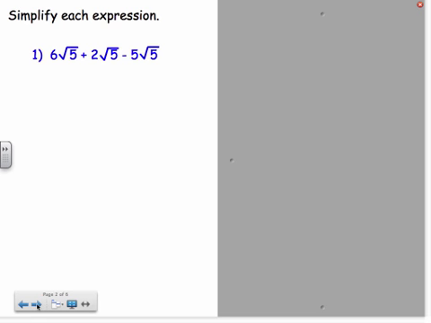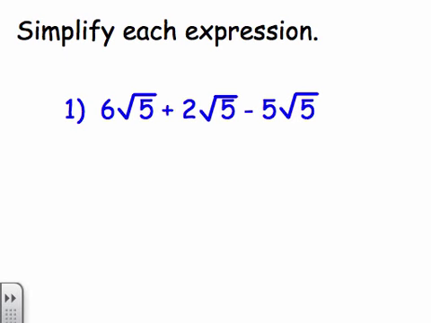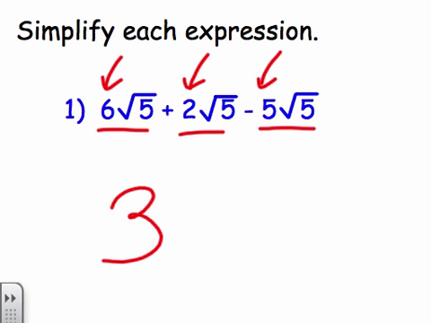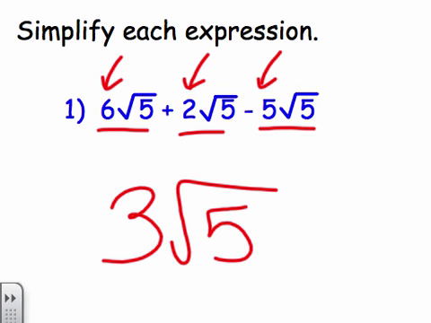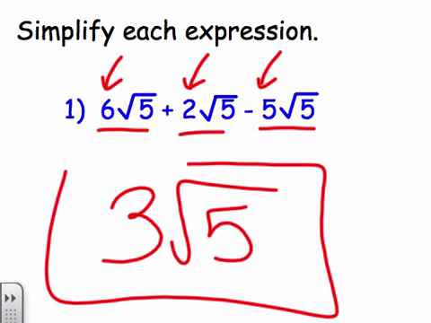Let's take a look at a few examples here. So we look at all three of these terms. They all have a square root of 5. So they're all like terms. We can combine those. So all we're doing is combining their coefficients in front. So I'm going to take a 6 plus a 2 and subtract a 5. So 6 plus 2 gives me 8, minus the 5 for 3. And I just keep my square root of 5, just as if it were an x or a y or anything like that. It's just a like term. So I'm left with 3 roots of 5.